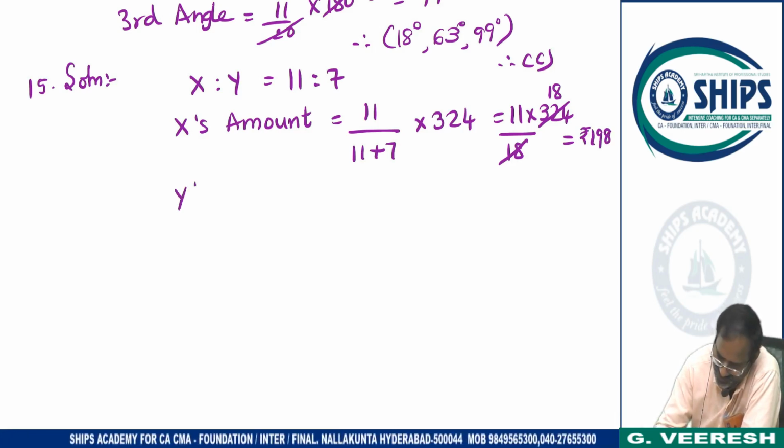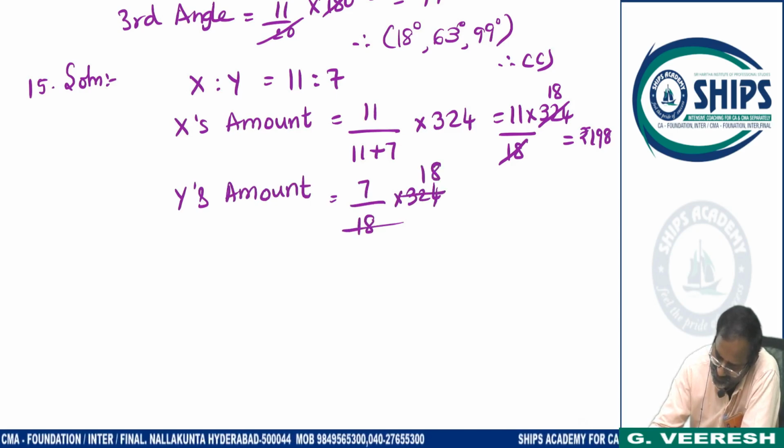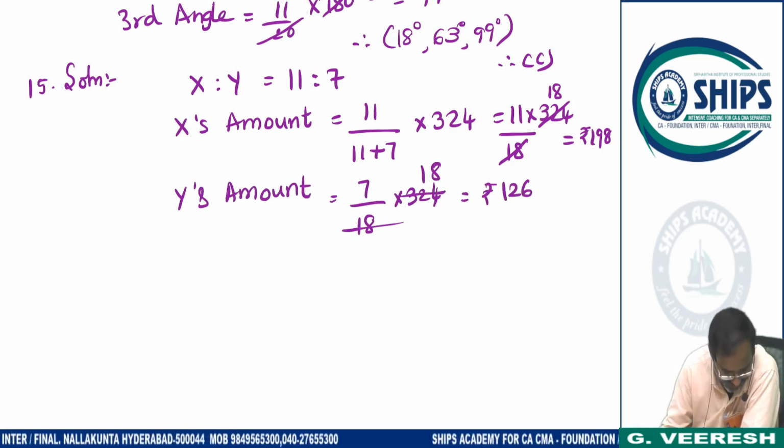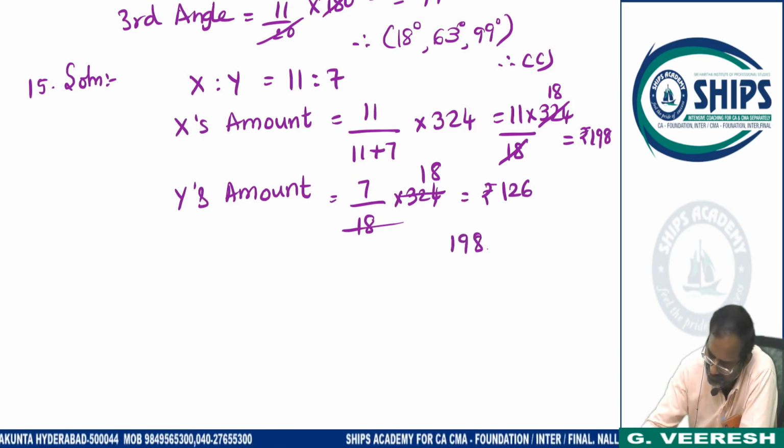Then y's amount is 7 by 18 into 324. So how much will it be? 126. So in three options it is not there. So it is D option, none of these.